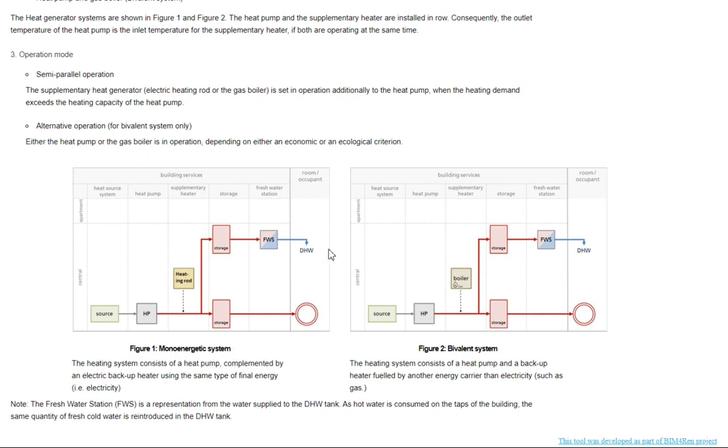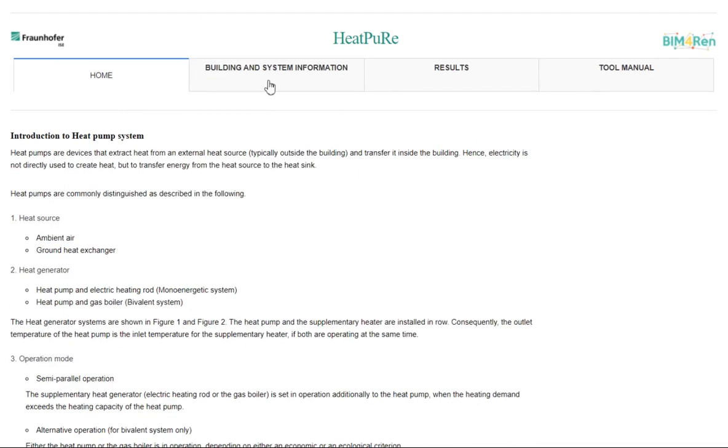Here on the right side we have the demand side consisting of the space heating demand and the domestic hot water demand. The HeatPure tool will simulate the system to provide the energy needed here. This system consists of a heat pump and an auxiliary heater, and together they provide energy for the space heating storage and for the domestic hot water storage. HeatPure simulates also two different heat sources for the heat pump, air source and ground source, also known as brine, and two different auxiliary heaters, an electrical heater and a gas boiler.